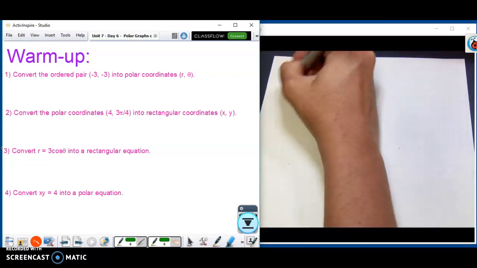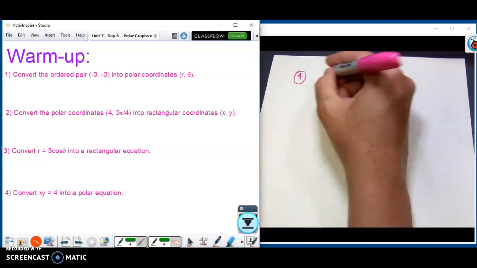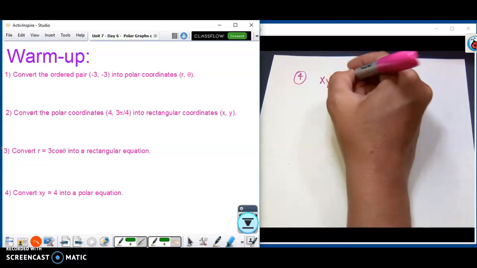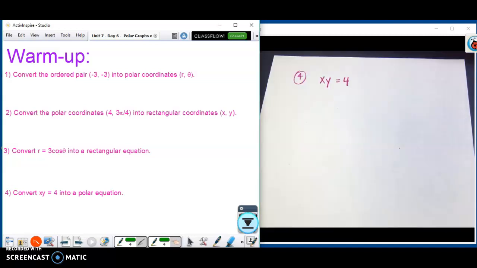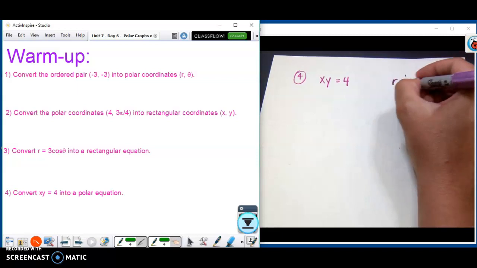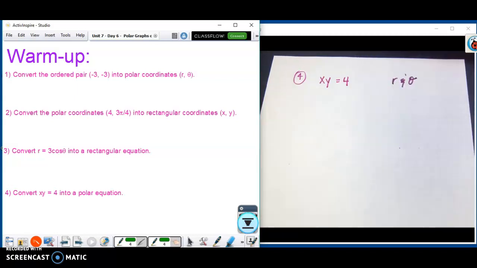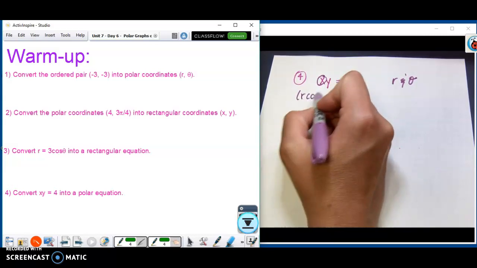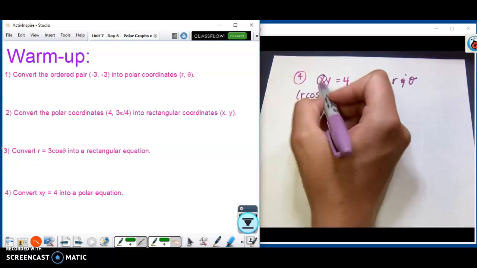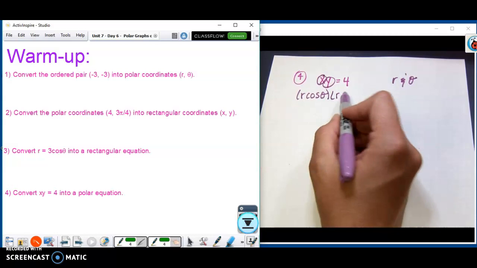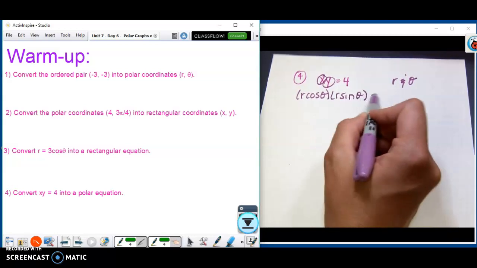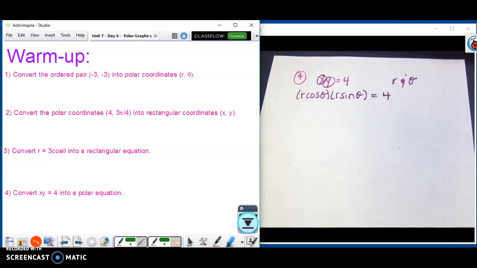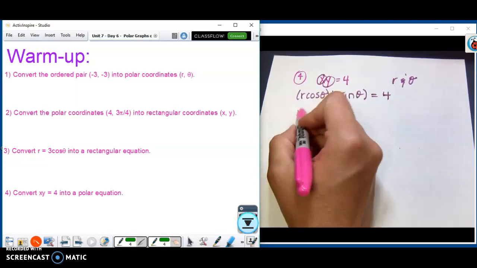Alright, last one on the warm-up, and then we'll get into the new stuff. So we have xy equals 4. The goal here is to get to polar, so we need r's and thetas. Remember that you either want to solve for r or you want to solve for r squared. It just depends on the problem. So we know that x is equivalent to r cosine theta, and we know that y is equivalent to r sine theta, and it says that's equal to 4. So this is multiplying, so r times r is r squared.